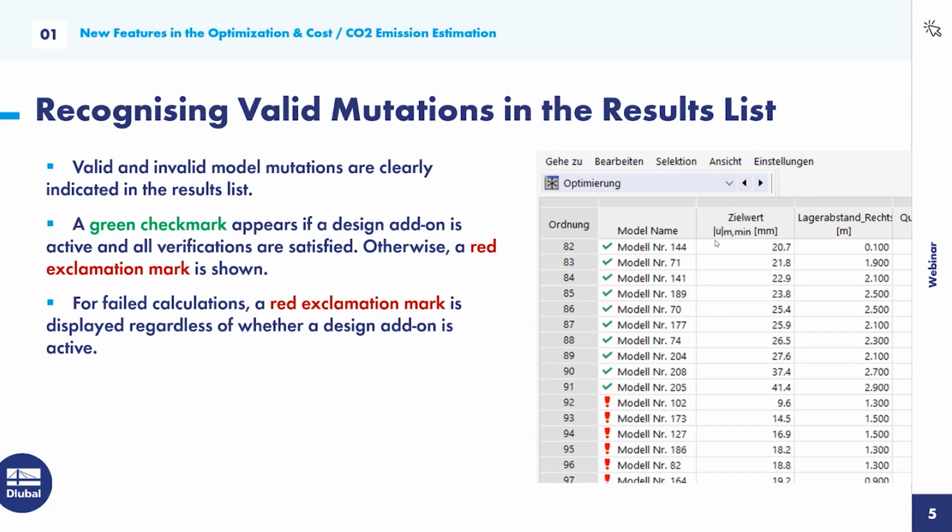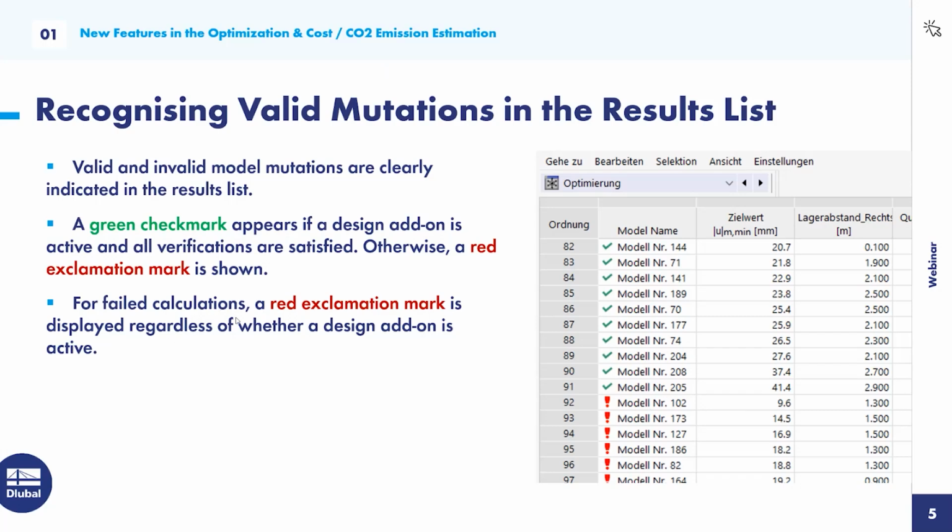It doesn't depend on the target value you set up. There are some models that will have a lower target value where the verifications failed, and the models where the verifications are valid are prioritized higher on the list. So if the target value is 20.7 millimeters, for example, in this mutation, this is bigger than the best one of a not valid model, and for that reason this is considered a green checkmark. It is higher in the list than the variant where the checks are not valid.